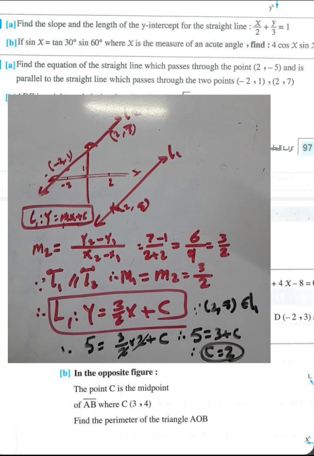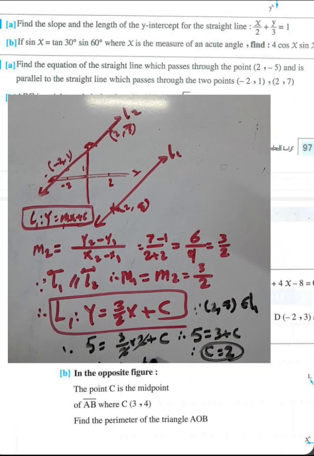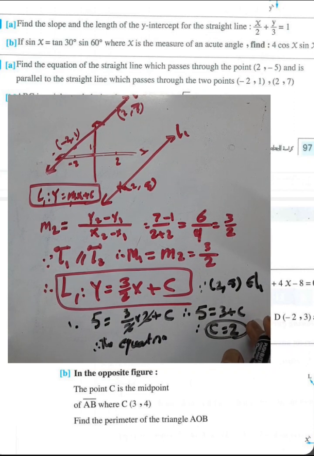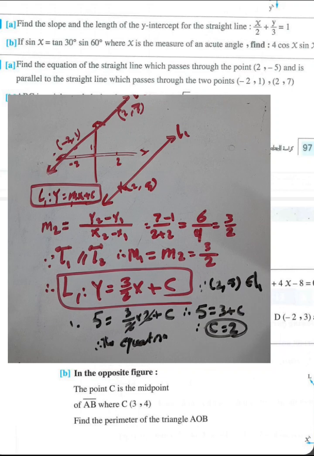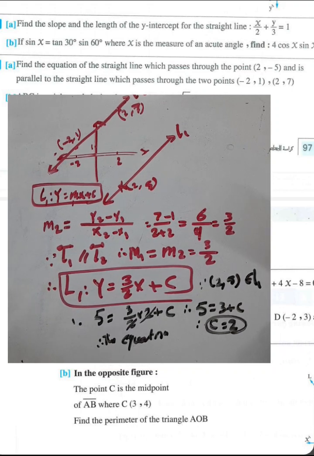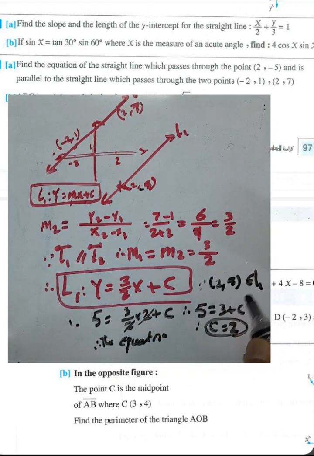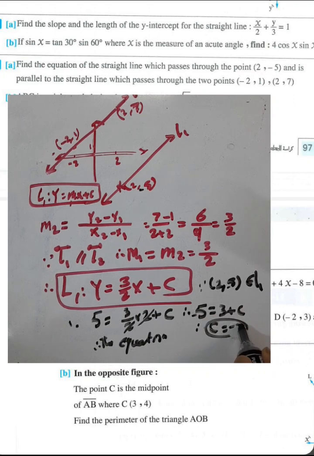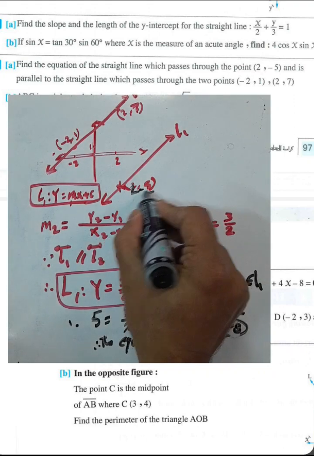Okay, then you can write the equation of the straight line. The constant here equals 2, or sorry, we have the line passing through the point 2 and negative 5, it was negative 5. Okay, 2 and negative 5, then the constant will be negative 5 minus 3, it will be negative 8. We have the point 2 and negative 5 here.